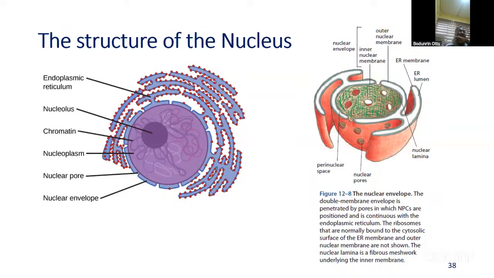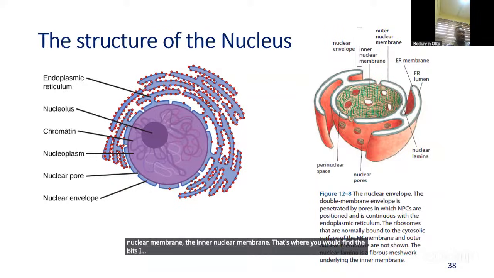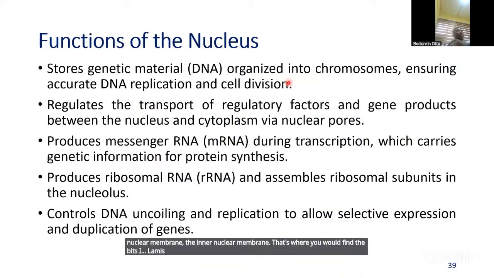So A-type lamins are also next to the nucleoplasm, while the B-type lamins are near the nuclear membrane, the inner nuclear membrane. That's where you would find the B-type lamins. The functions of the nucleus are, basically, to store genetic material that is organized into chromosomes.